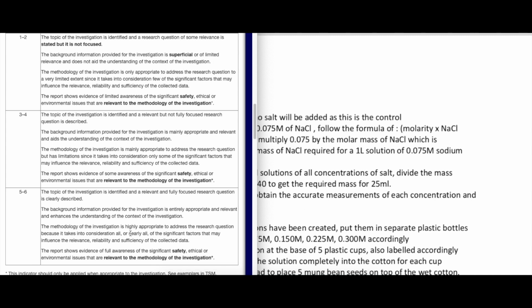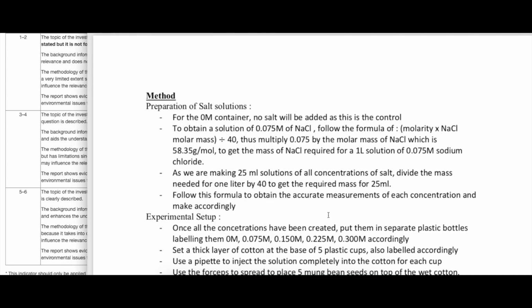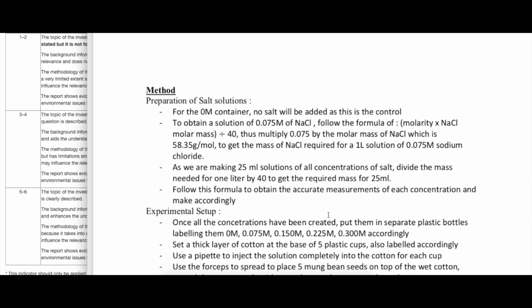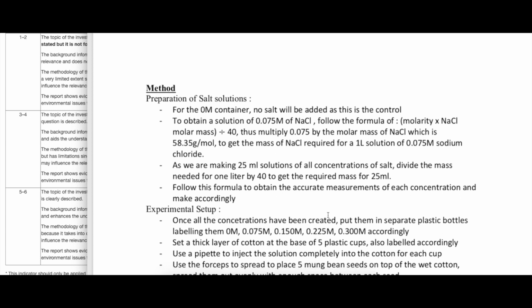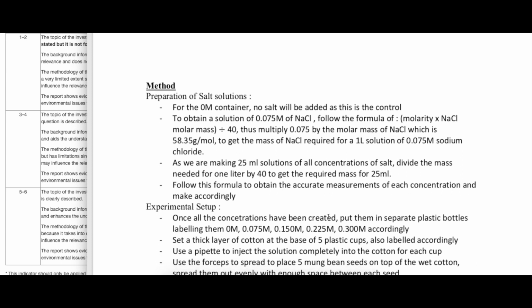The methodology of the investigation is highly appropriate to address the research question, because it takes into account all or nearly all of the significant factors that may influence the relevance, reliability, and sufficiency of the data. So you're looking really for a clearly outlined experiment telling you how to go about doing things, to be manipulating and setting up your salt concentrations, which the salt here, of course, is sodium chloride for the student.